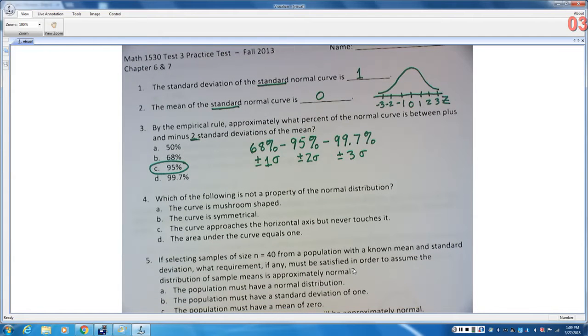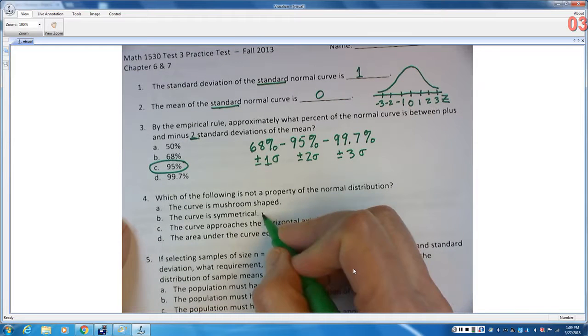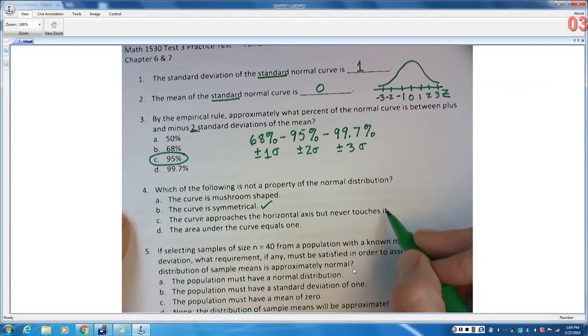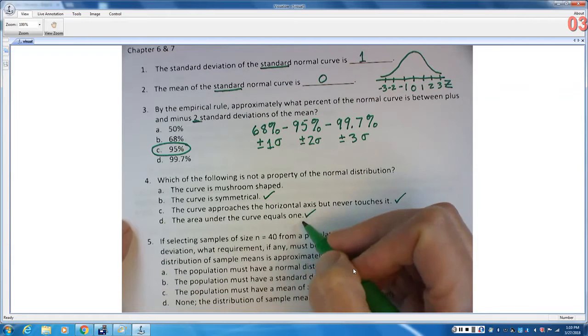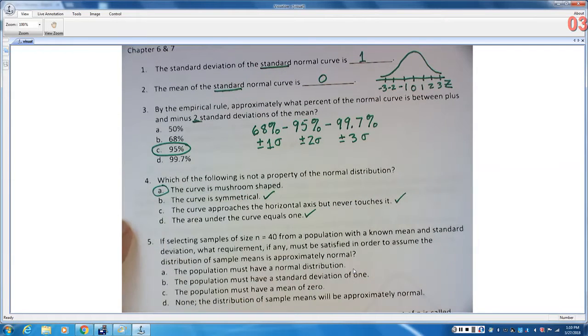Which of the following is not a property of the normal distribution? The normal distribution is symmetrical. It does approach the horizontal axis but never touches it. And the area under the curve does equal 1. It's not mushroom shaped. Okay?